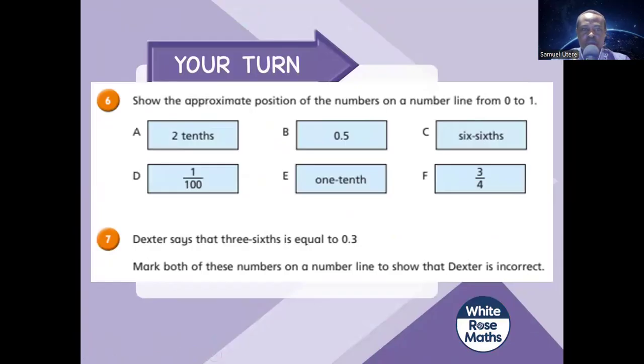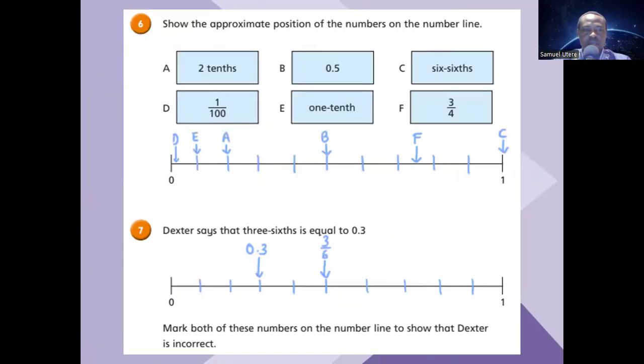Pause the video and answer questions 6 and 7. Assuming you've paused the video and answered questions 6 and 7, here are the answers. Let's discuss them. Here you were asked to show the approximate position of the numbers on the number line. Well, to be able to do that, you should be able to do your number line division, getting 10 intervals between 0 and 1. So these are the approximate positions.